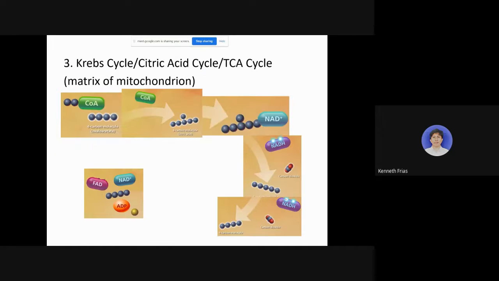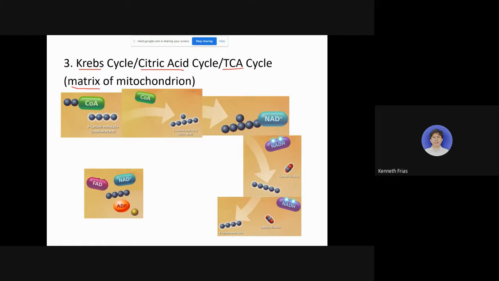The next stage is what we call the Krebs cycle, also known as the citric acid cycle or TCA cycle. By the way, TCA stands for tricarboxylic acid; it's just the IUPAC name of the citric acid cycle. It's also named the Krebs cycle because it's based on the name of the scientist who discovered the mechanism of this cycle, Hans Krebs. So there are 3 possible names of this cycle, and this also happens inside the mitochondrion, in the matrix.